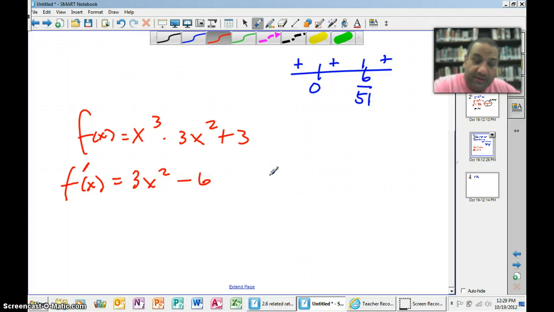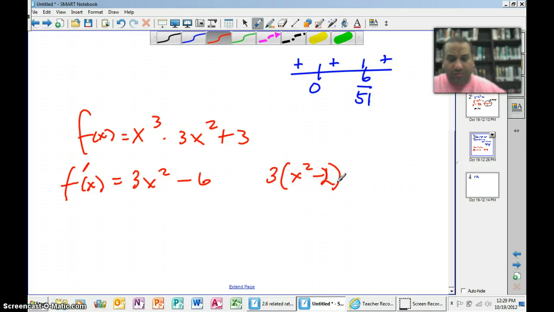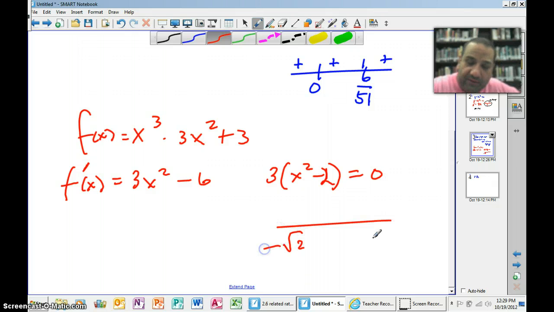Now I set that equal to 0. I get 3, and then I get x squared minus 1. No, minus 2. Oh no! All right. God forbid I pick one that is nice. All right. Well, this equals 0, so I get critical numbers of square root of 2 and negative square root of 2.